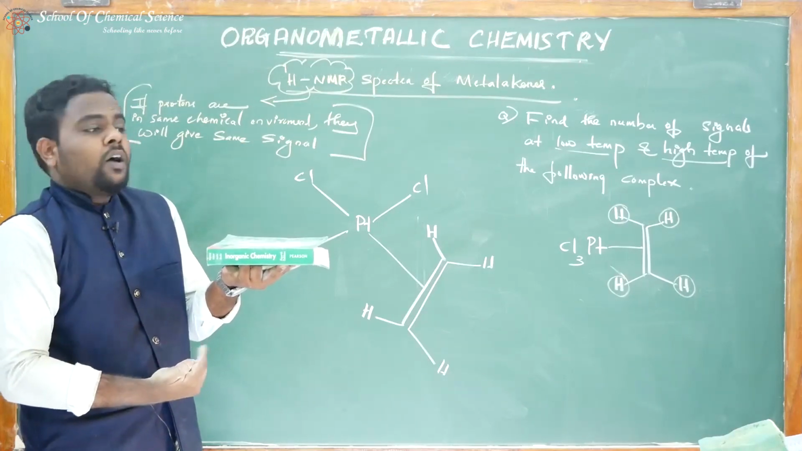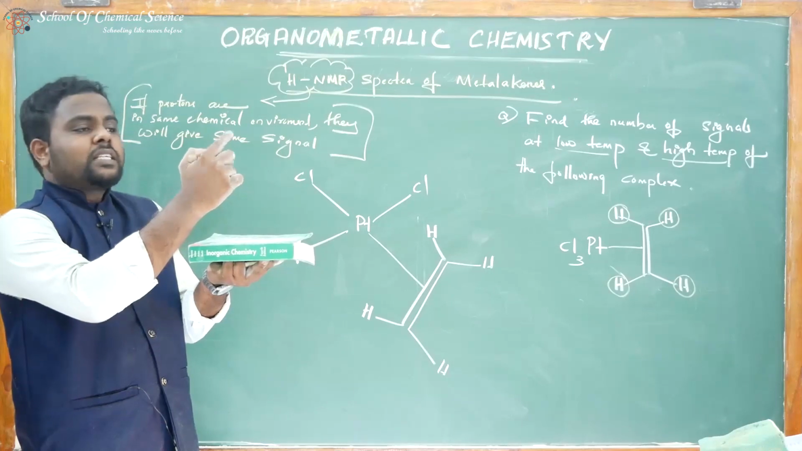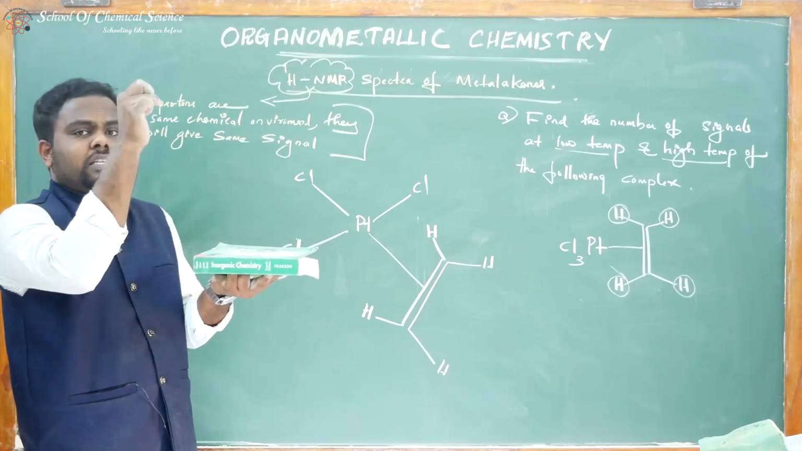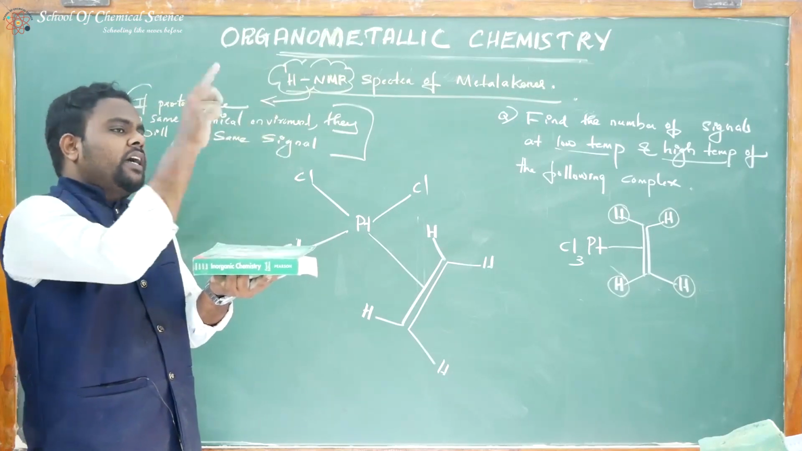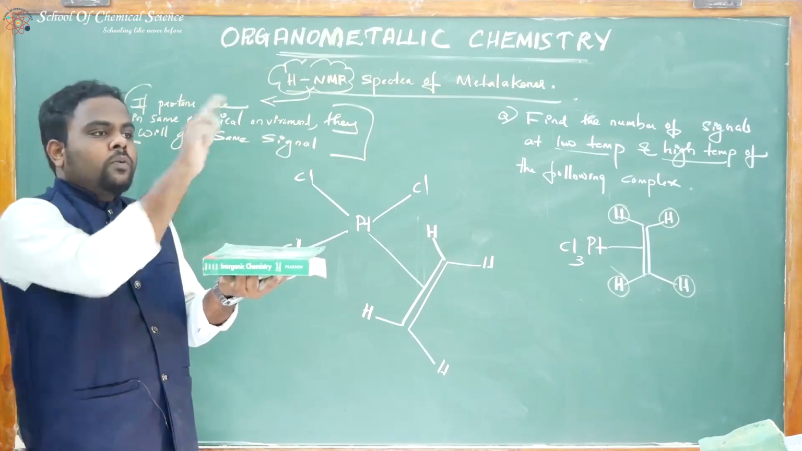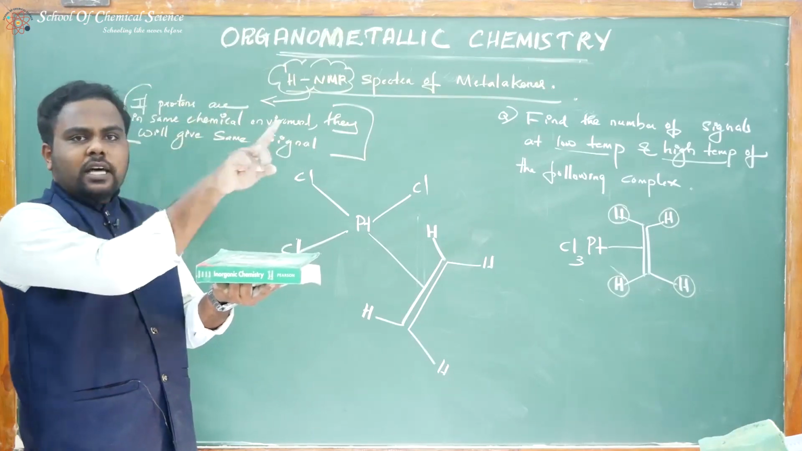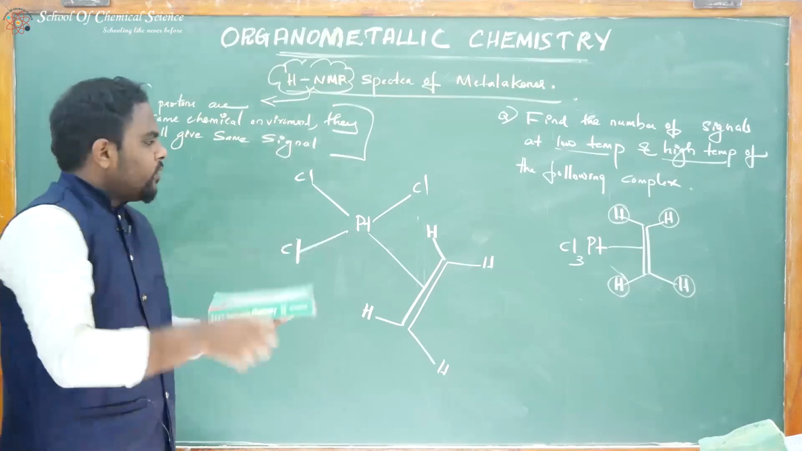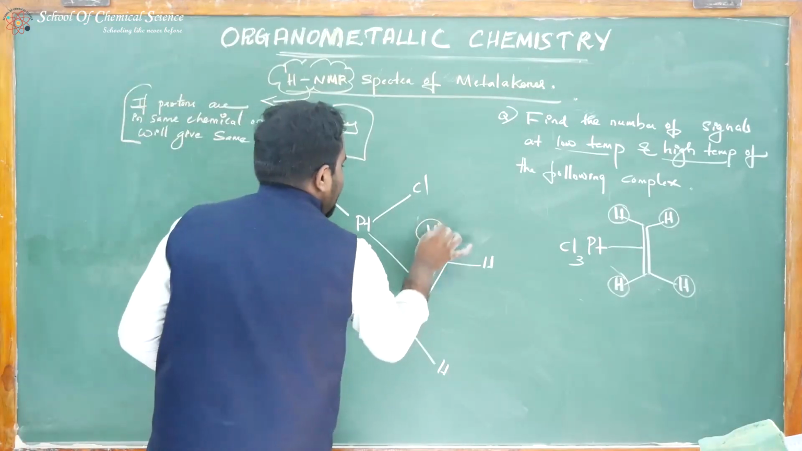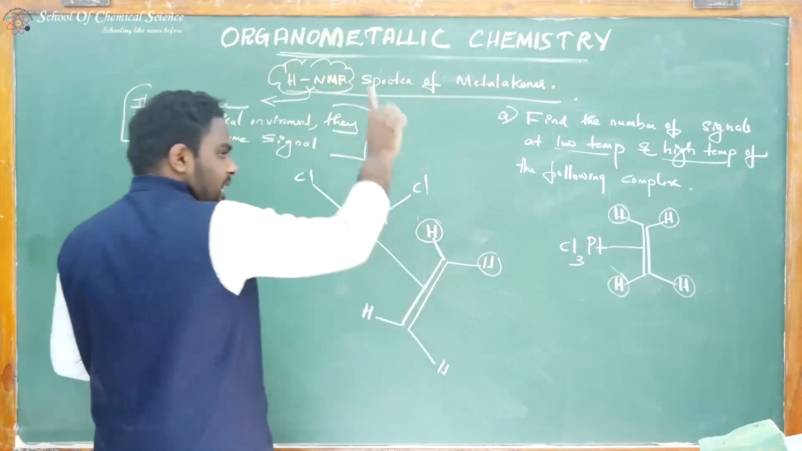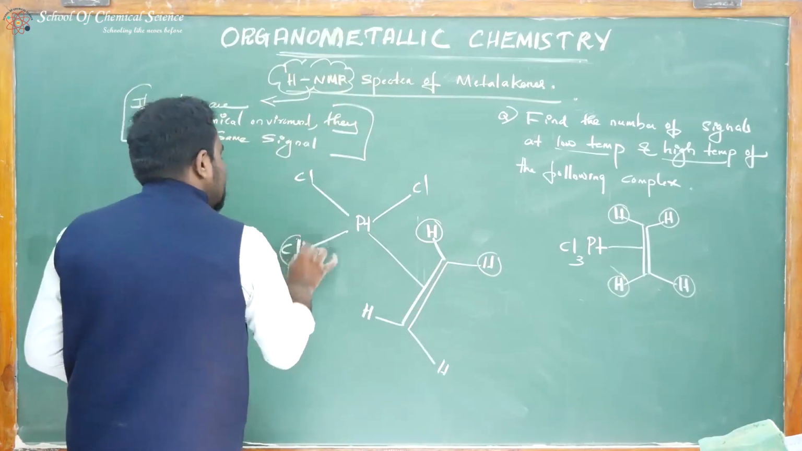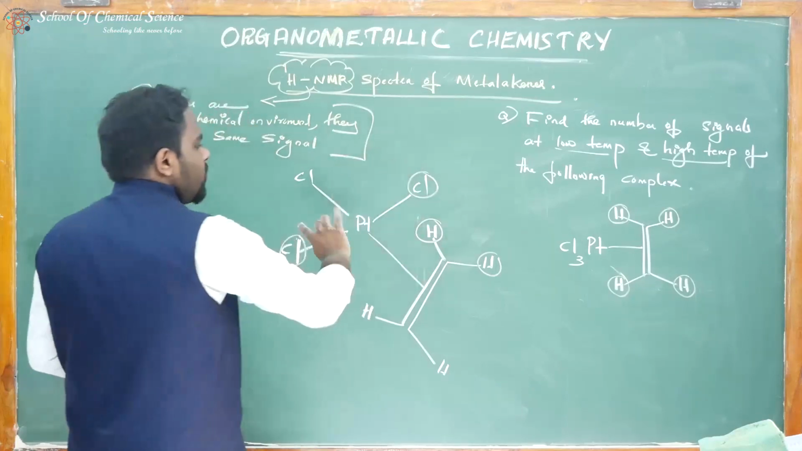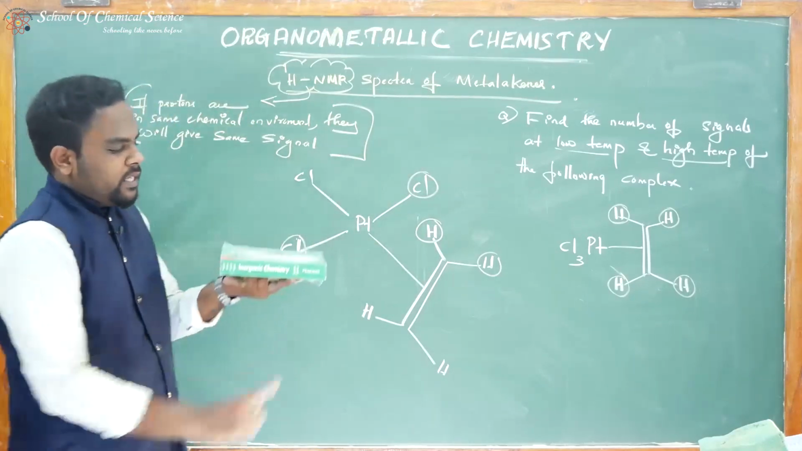Then my question, what is the environment of this hydrogen? At the top 2 hydrogens are there. Its environment is here a chlorine, here a chlorine. The environment of both the hydrogens is 2 chlorine. For example, the environment of this hydrogen and this hydrogen at the top is this chlorine and this chlorine. So both the hydrogens are in the same environment.